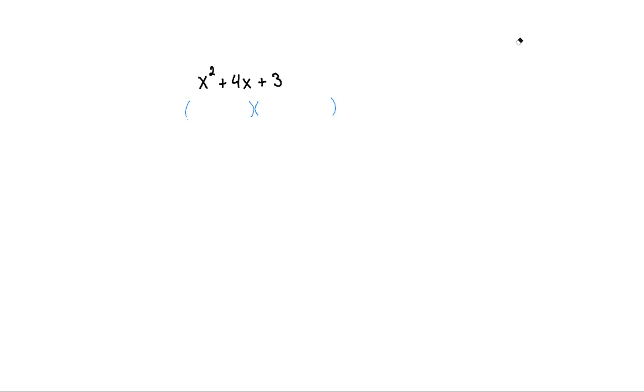I always start with parentheses, and since my first coefficient is a 1, I'm going to go ahead and put my x in both parts. Now I want to look at my final number. I notice it's a 3. I want to look at my factors of 3. In this case, we only have 1 and 3. I need two numbers that multiply together to give me 3 and add together to give me 4. My only options are 1 and 3, so I'm going to put a 1 and a 3.